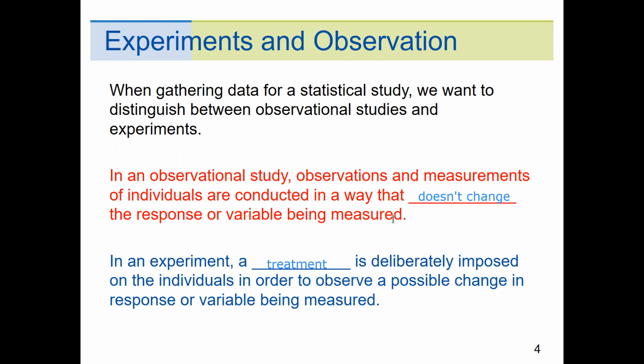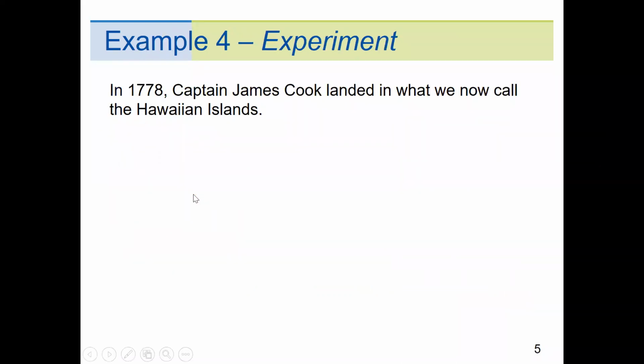Observational studies, we're not trying to change anything. We're just observing. Experiment, we're trying to change something, and then we're observing to see, did it change the way we anticipated? So some different examples that we have.